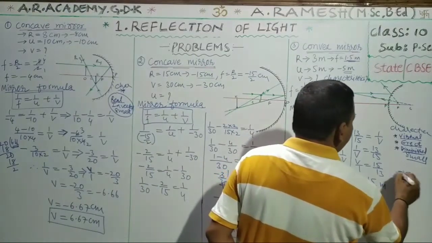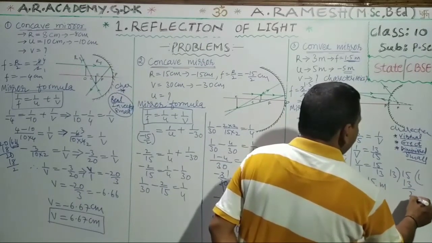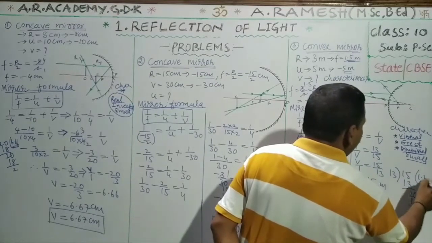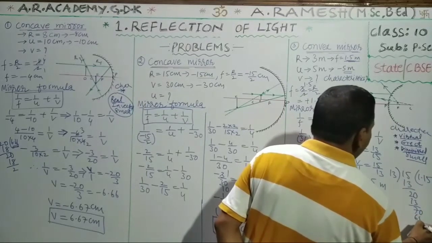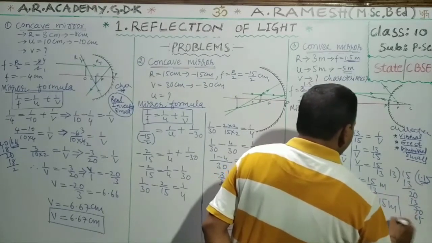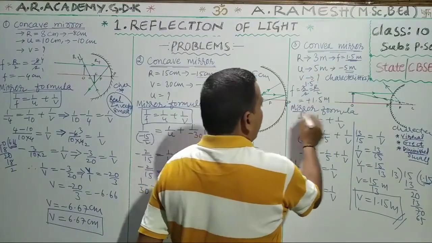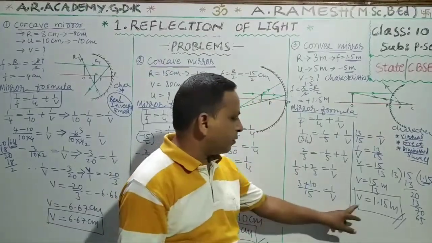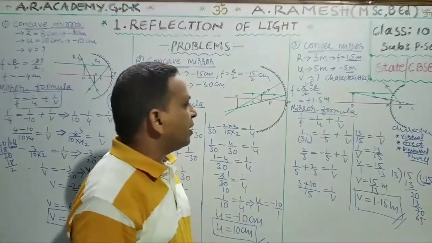If you divide 15 by 13, 13 ones are 13, remaining 2. Then 13 ones are 13, 7, and 5... 65. How much are we getting? 1.15 meters. This is the image distance, children. By using this information F, U, V and the mirror formula, again we calculated the image distance. Image distance V equals 1.15.